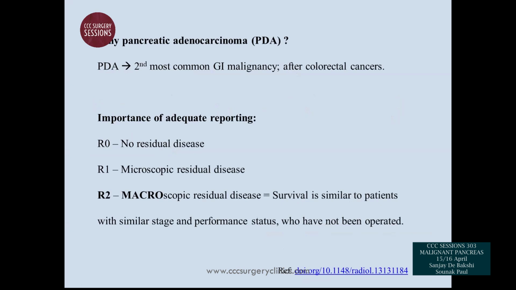The importance of having an adequate imaging report is to prevent an R2 resection, in which there is residual macroscopic disease. In these patients with macroscopic residual disease, the survival is similar to that of a non-operated patient with a similar stage and performance status. The idea is to get an R0 resection and to assess whether an R0 resection is feasible in a particular patient or not.